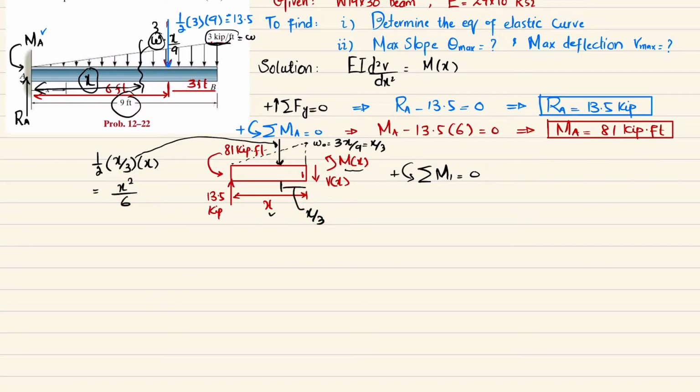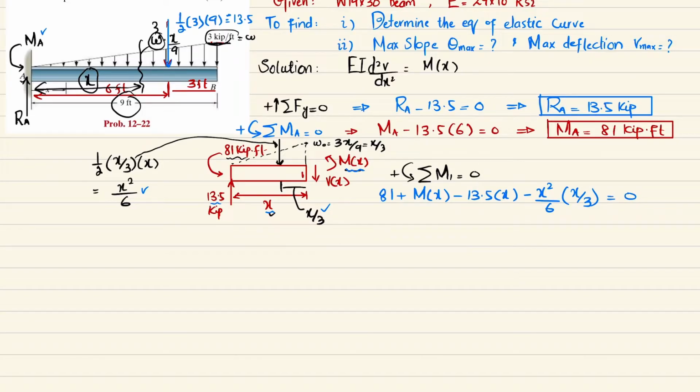So I will write first this 81, I will choose another color, 81, plus the second one is this M of x, third one is 13.5 into x, which is producing clockwise, so it will be negative 13.5 into x, and the fourth one is also producing negative, and that is minus x square over 6, this point load into perpendicular distance x by 3. So their sum must be equal to 0.